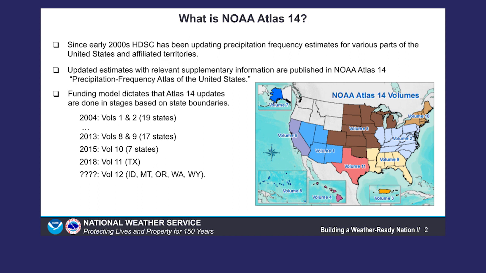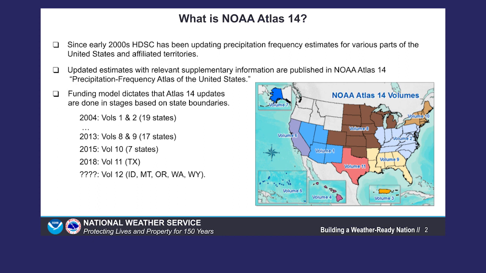Under the current funding model, Atlas 14 work is supported from external sources via cost reimbursements made possible by memoranda of understanding between NOAA and a changing set of partner and customer agencies. This approach generally dictates that updates are done in volumes based on state boundaries, which are produced in a serial, non-parallel workflow stretching over many years. Typically, several states are updated as a group to reduce costs, and their estimates are published as a volume.